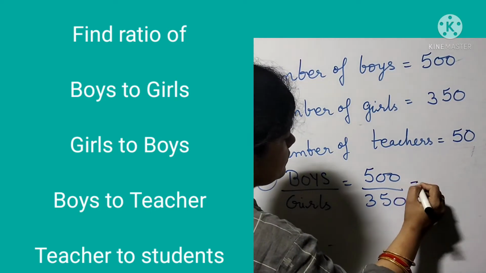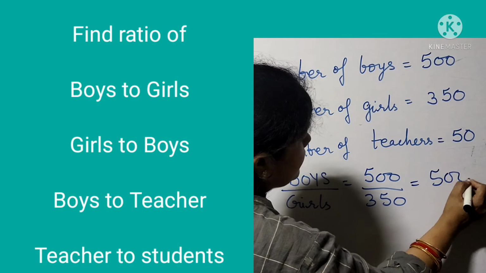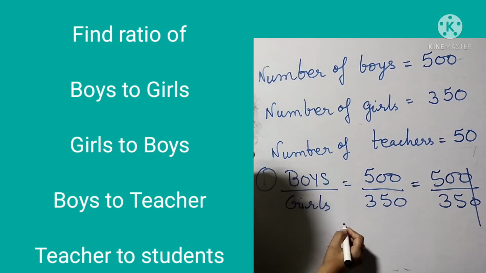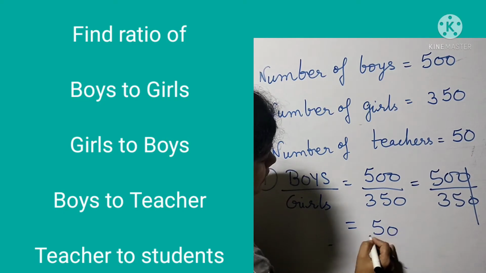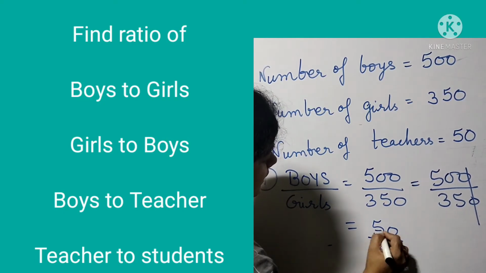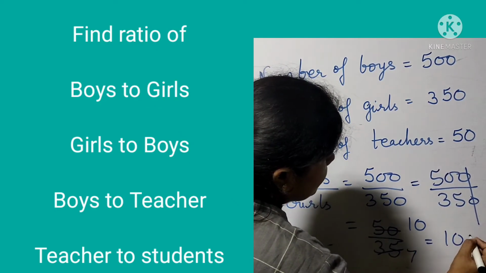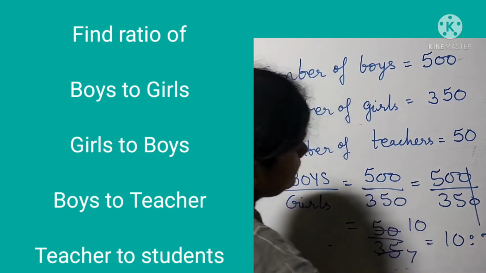So this becomes 500 over 350. This 0 gets cancelled. We are left with 50 over 35. 5 1s are 5, 0. 5 7s are 35. Now the ratio becomes 10 is to 7.